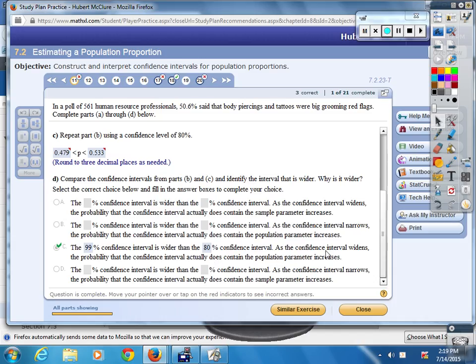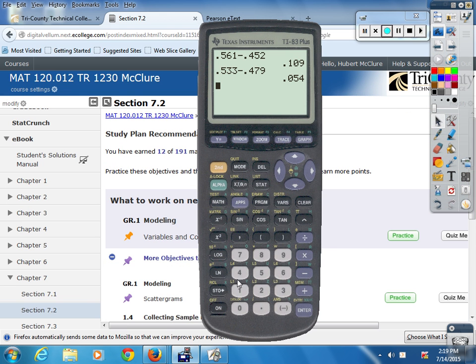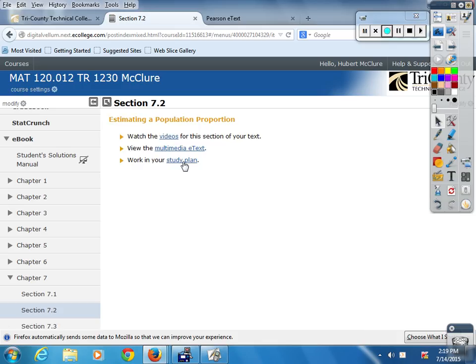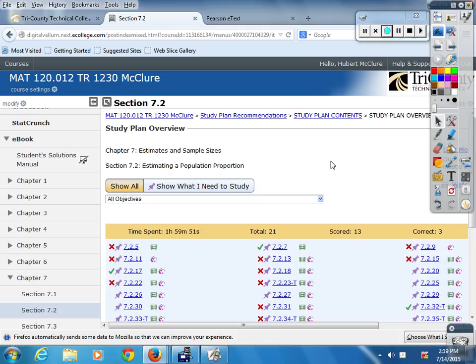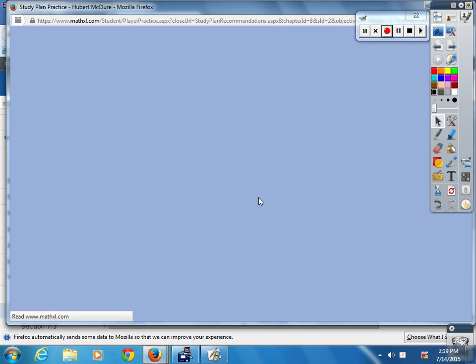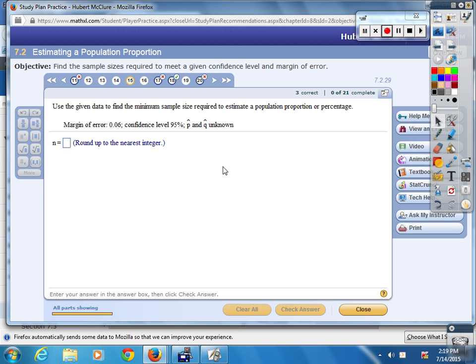As the confidence interval widens, the probability that the confidence interval actually does contain the population parameter increases. Duh. First two is all I care about. Everybody with me? Let's do one of the ends, because they're going to ask you, and that's going to be a couple of questions on the test.